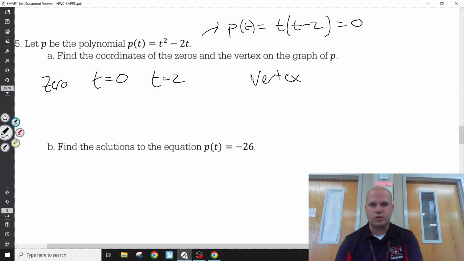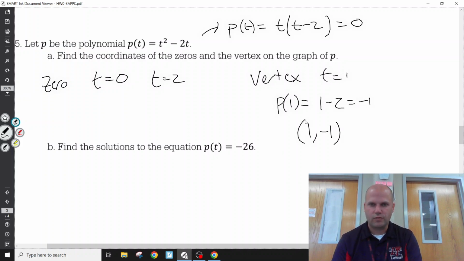What's in between 0 and 2? 1. It's a t value, not an x value. Whatever, if you use x's or t's, we'll be more strict about that stuff in the future. Finding the y coordinate, you plug in 1, you get negative 1, so boom. There's the vertex, there's your zeros.